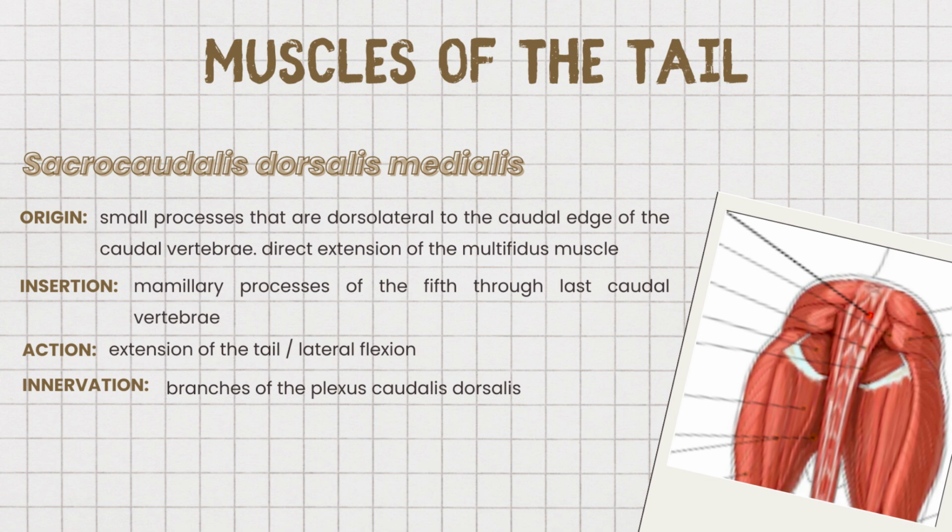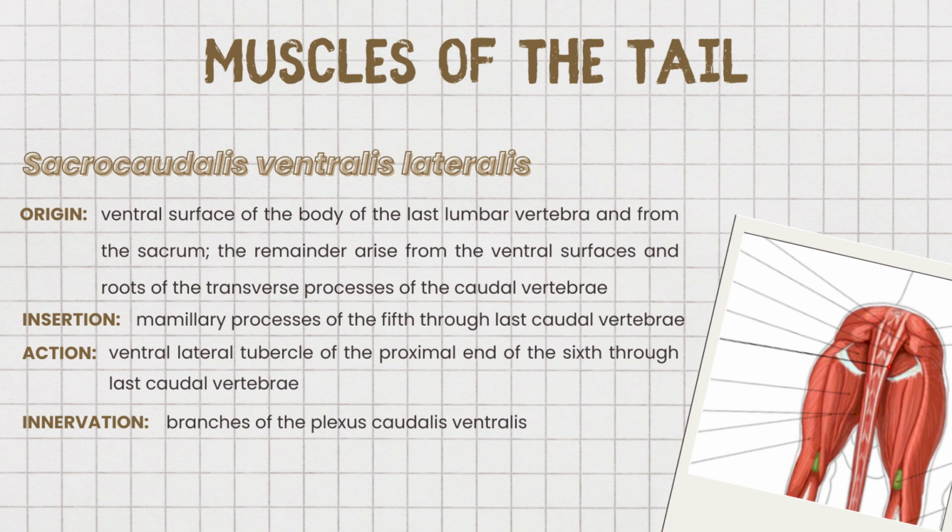Innervation, branches of the plexus caudalis dorsalis. Sacrocaudalis ventralis lateralis. Origin, ventral surface of the body of the last lumbar vertebra and from the sacrum. The remainder arise from the ventral surfaces and roots of the transverse processes of the caudal vertebrae. Insertion, mammillary processes of the 5th through last caudal vertebrae.